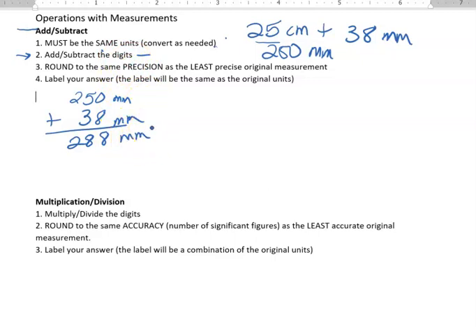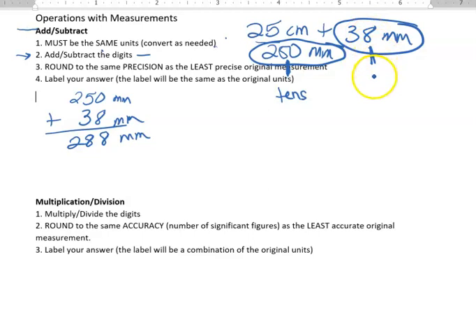Now it says to round to the same precision as the least precise original measurement. So what we need to do is come back to our original measurements that I was adding together, and I need to find the precision of each of those. So the 250, my last significant figure is in the tens position. In the 38, my 8 is in the ones position. So the 250 has a precision to the nearest tens. The 38 has a precision to the nearest ones.